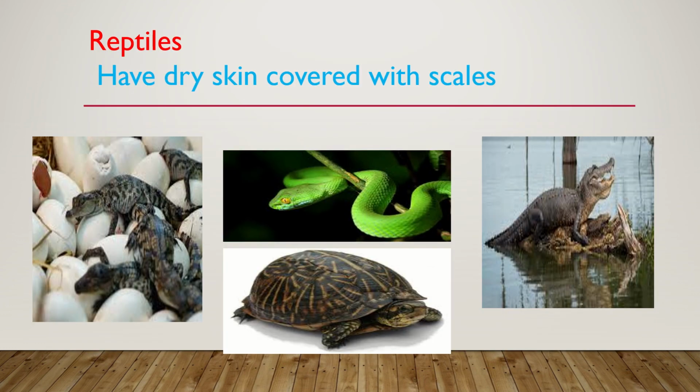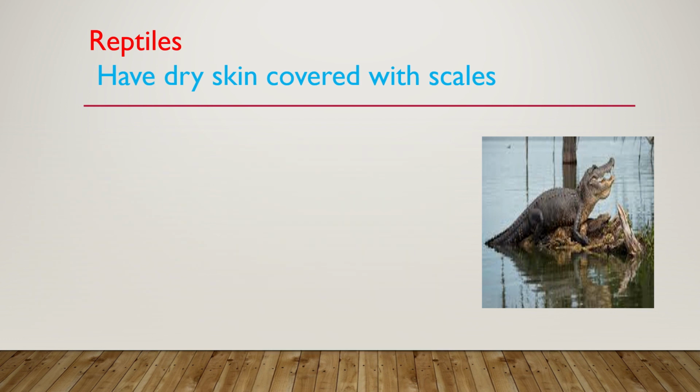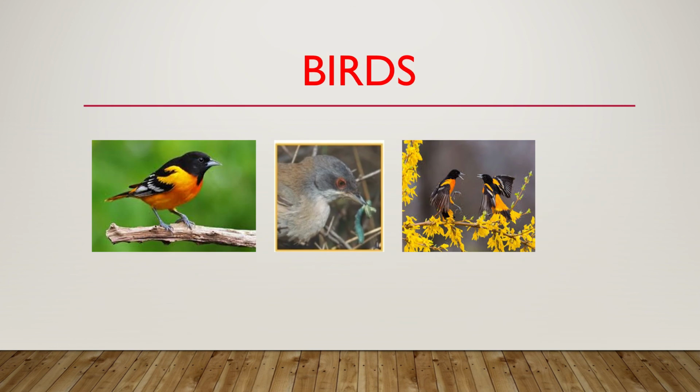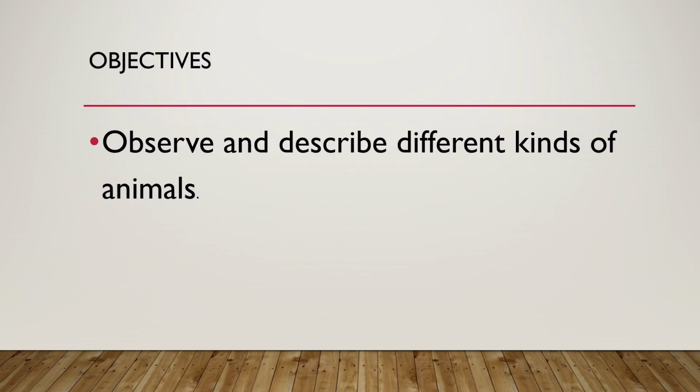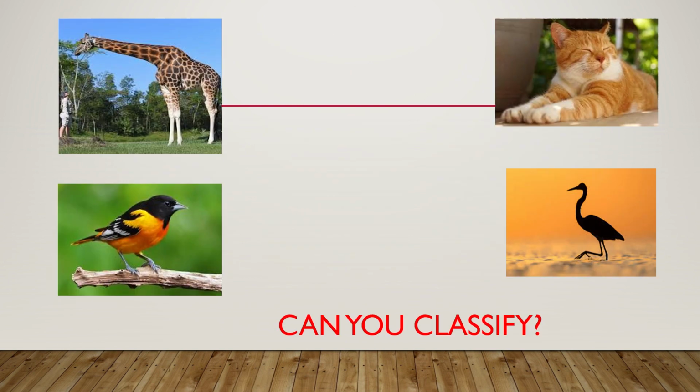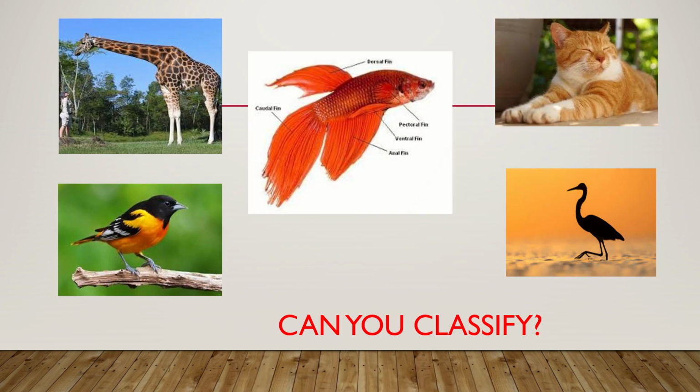Okay, so we learned about three groups of animals: reptiles, which have dry skin covered with scales, and birds, which have feathers, two wings, two legs, and beaks, and mammals, which have hair or fur.